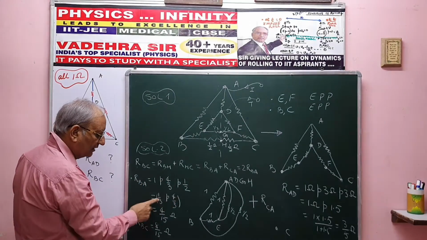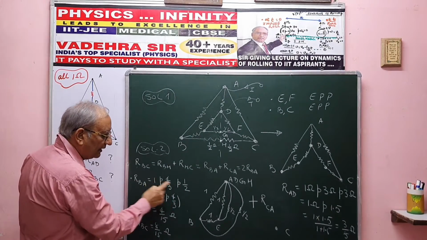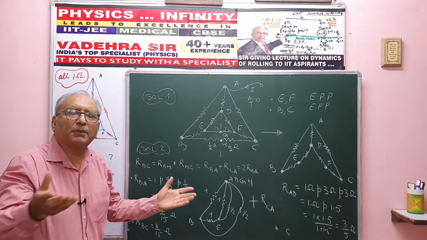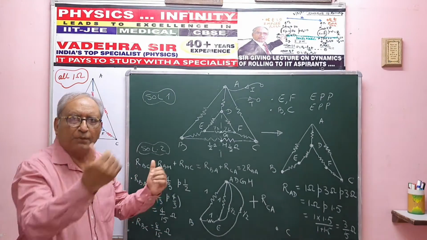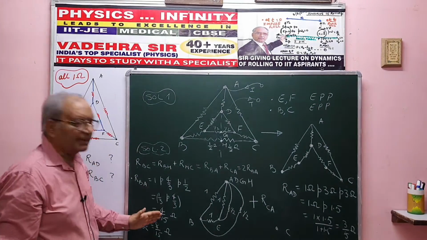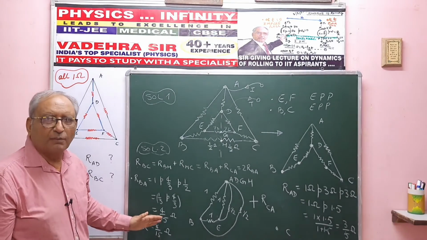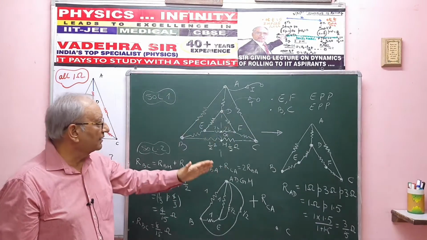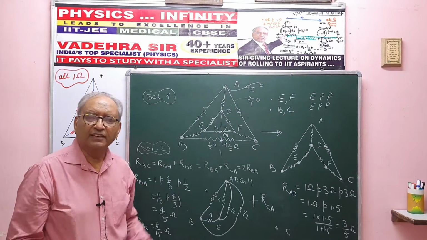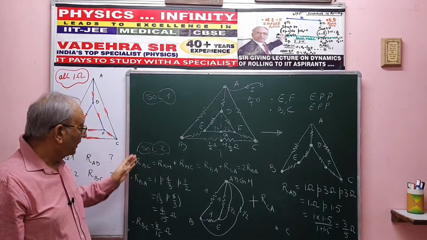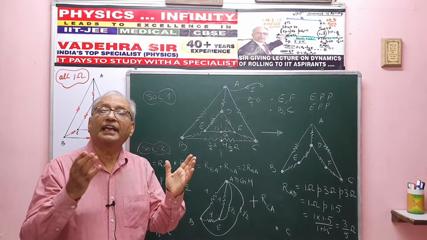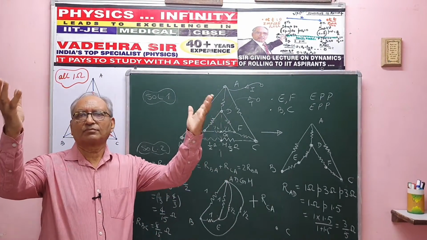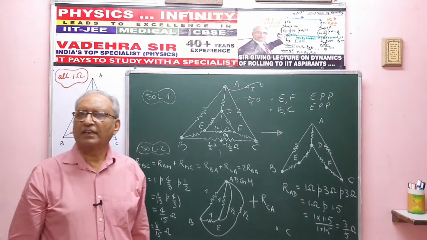Elementary thing, elementary maths. So it is 1 by 3, 1.5 parallel is 1 by 3. So 1 by 3 parallel to 4 by 3. Product upon sum. 1 by 3 into 4 by 3 upon 1 by 3 plus 4 by 3. I get 4 by 15. So 4 by 15 is RBH or RBA, same thing. And same thing RHC, 4 by 15. So what is the effective resistance across BC? 8 by 15. Twice of 4 by 15, that is 8 by 15. Done. The problem is solved.